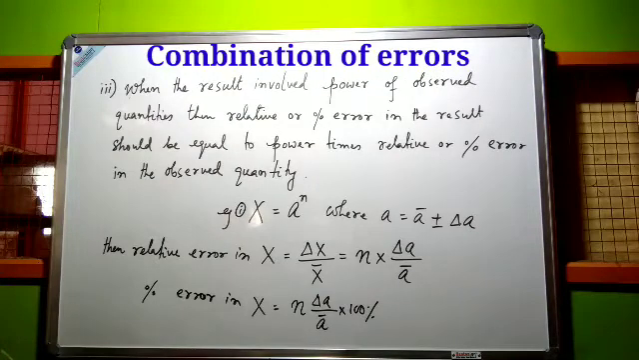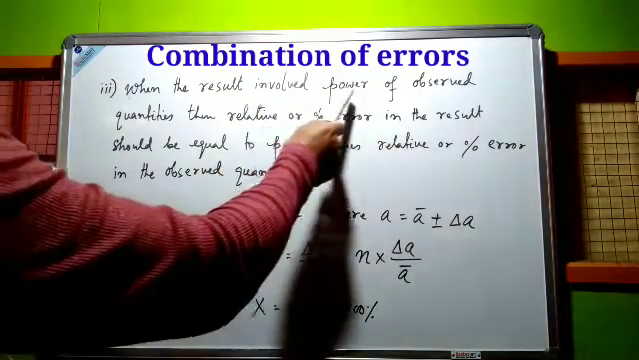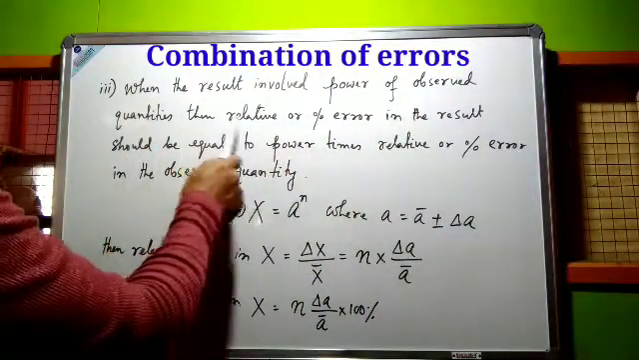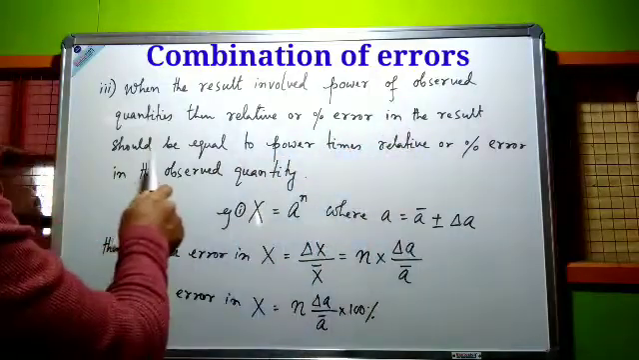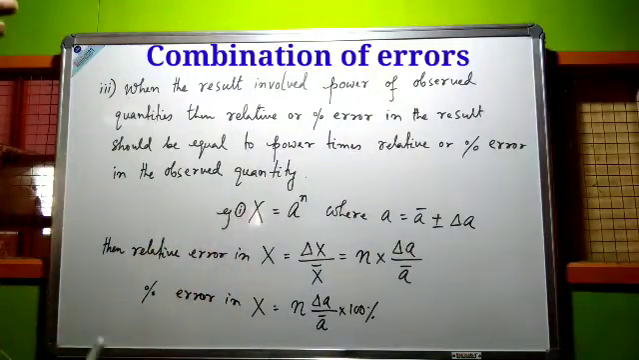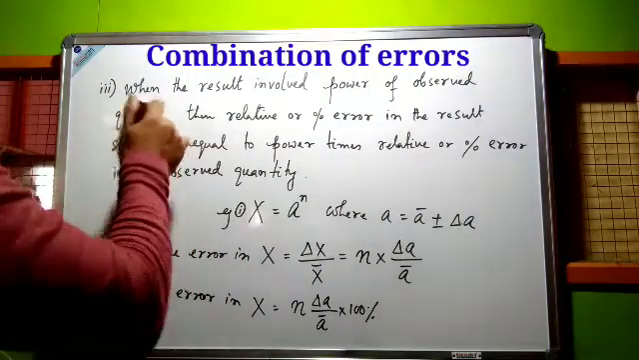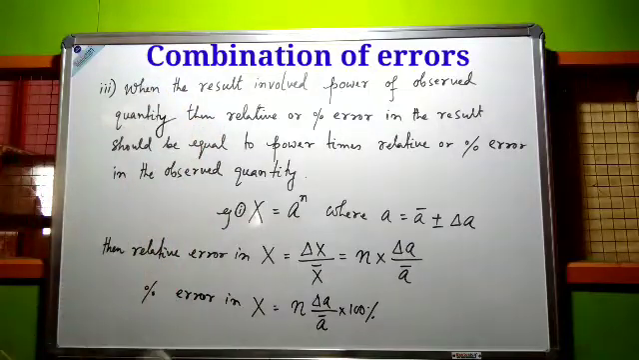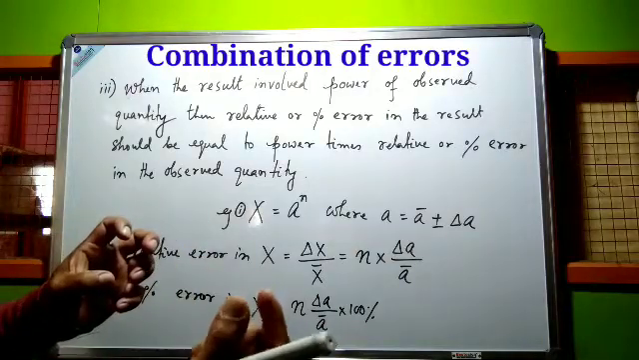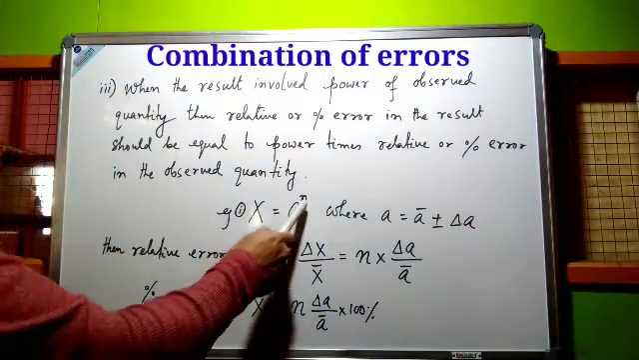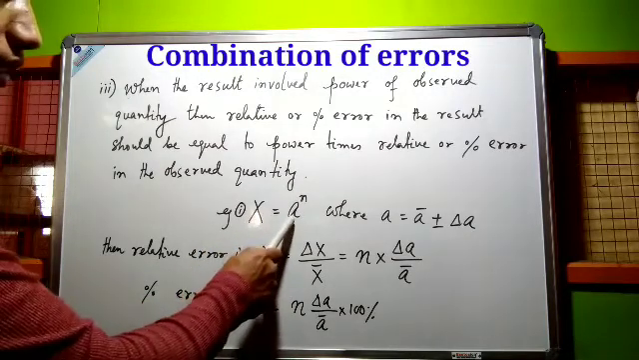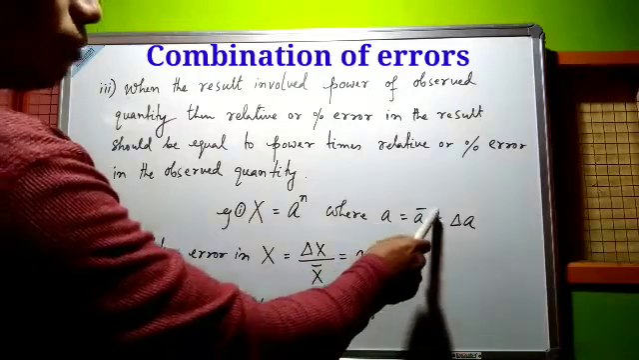Next, come to rule number 3. When the result involves a power of observed quantities or quantity, then the relative or percentage error in the result should be equal to the power times the relative or percentage error in the observed quantity. So when the observed quantity is given a power, say for example x equal to a to the power n, here n represents the power of the observed quantity small a, where a equal to a bar plus or minus delta a.